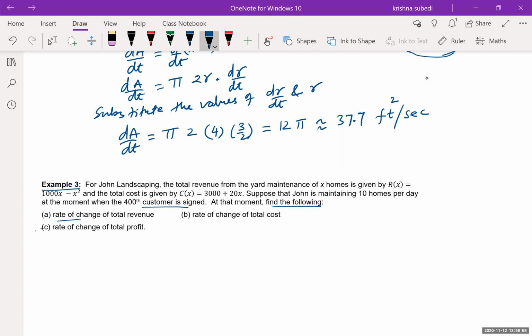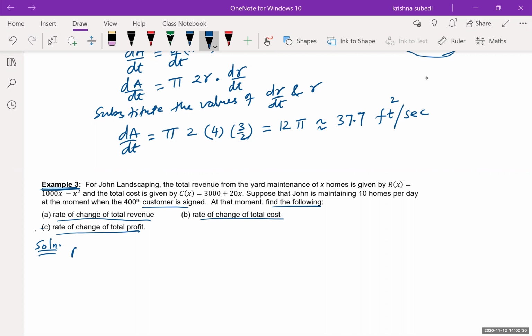We want to find rate of change of the total revenue, rate of change of the total cost, and rate of change of the total profit. So there are 3 things that we want to find. So first of all, read the questions carefully. Step 1. Step 2, draw a diagram if possible, but in this case, there is no diagram required. Let me just write down whatever information is given here.